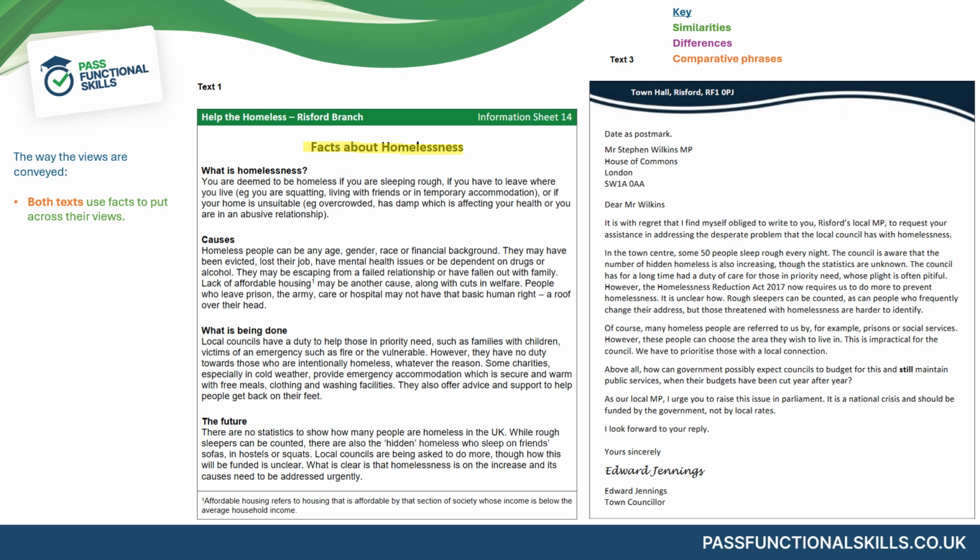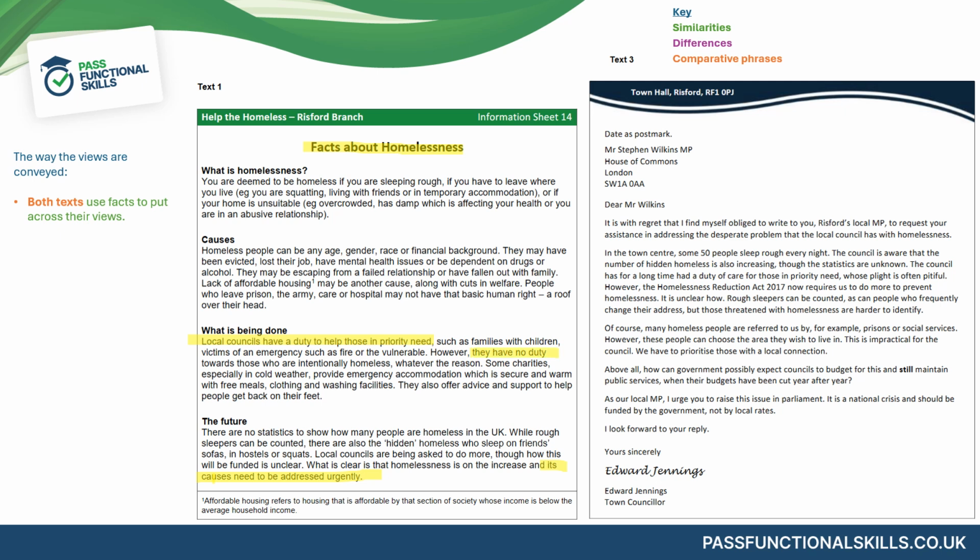The most clear point of view that we've got from the author is that its causes need to be addressed urgently. So the causes of homelessness need to be addressed, and they use lots of facts to back up that point of view. So for example, local councils have a duty to help those in priority need.